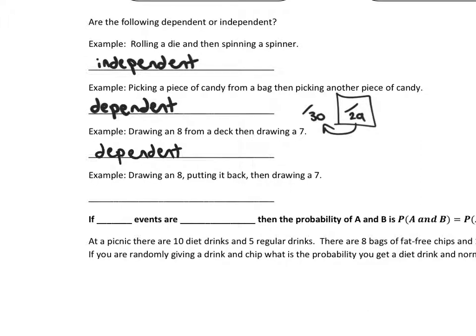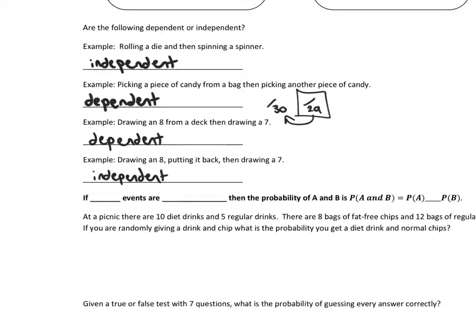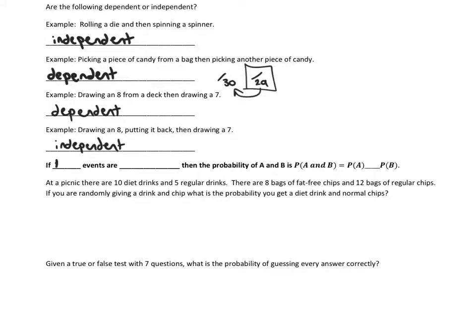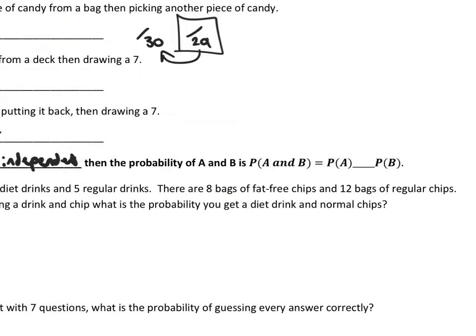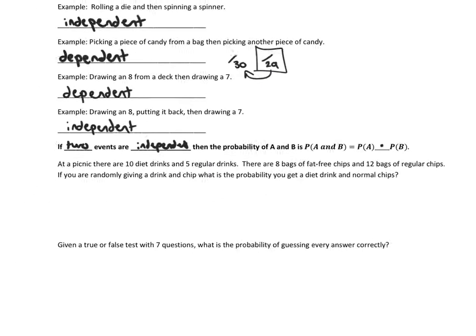Now, if we draw an 8, put it back, then we try to draw a 7, and I'm assuming we shuffle in between there, that would be independent. Because once you put that 8 back and reshuffle, the odds are just the same for drawing the 7 as they would have been for drawing the 8 because the deck's back to its original state. If two events are independent, then the probability of A and B, so both occurring, is you're going to find the probabilities of them separately and multiply them together.